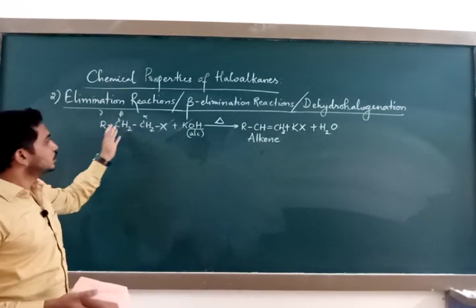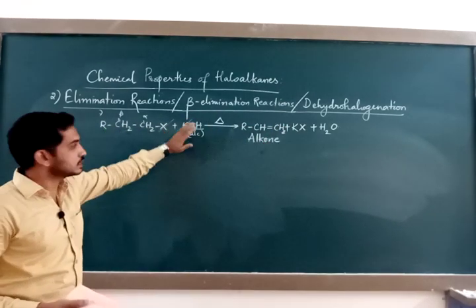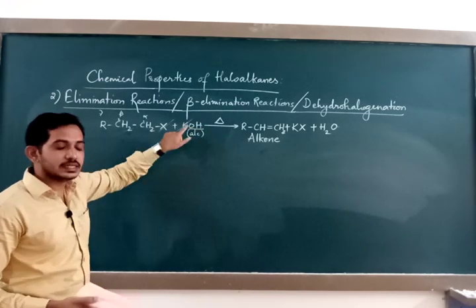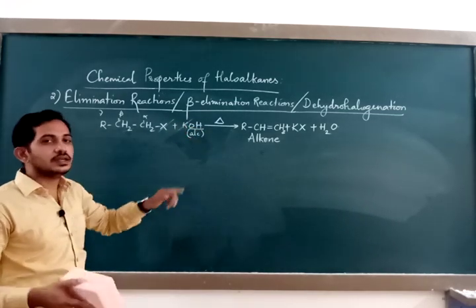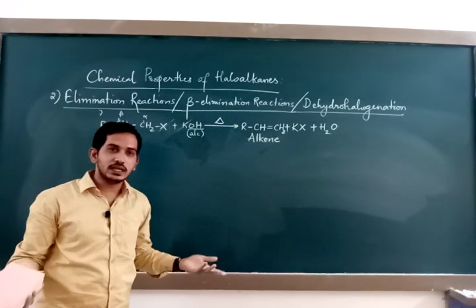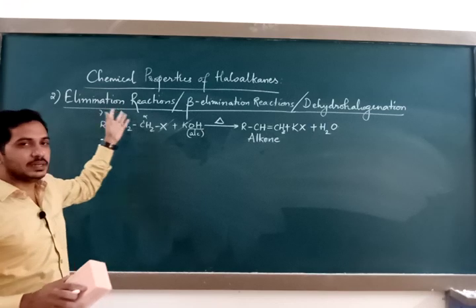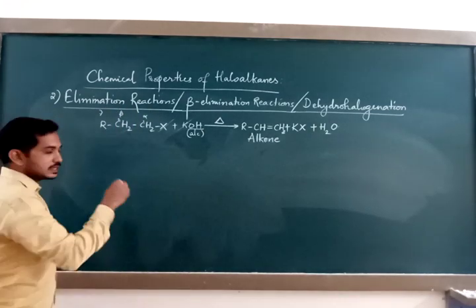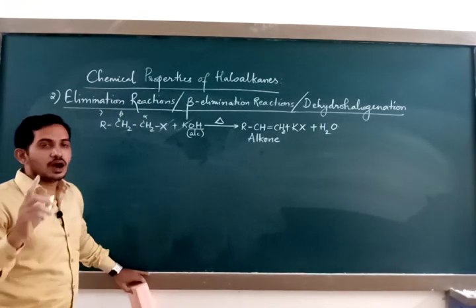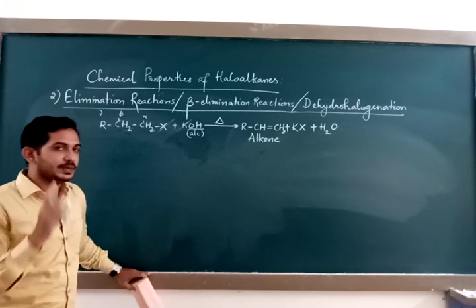For this reaction you need compulsorily alcoholic KOH. If alcoholic is not written, if it is aqueous KOH, then the formed product will not be an alkene, it will be an alcohol. Okay. So this reaction is an elimination reaction. Let us see some examples and understand how exactly elimination should be done.